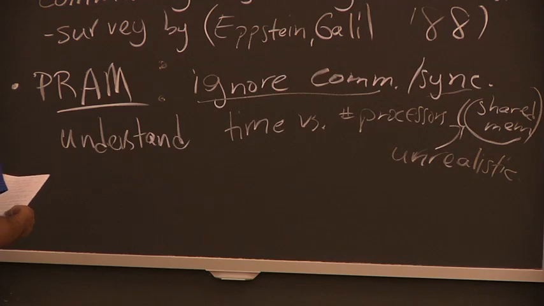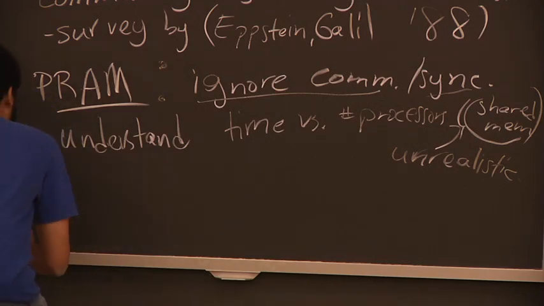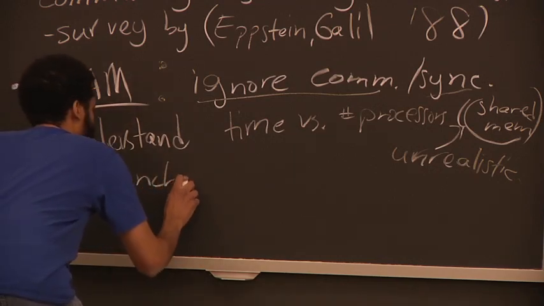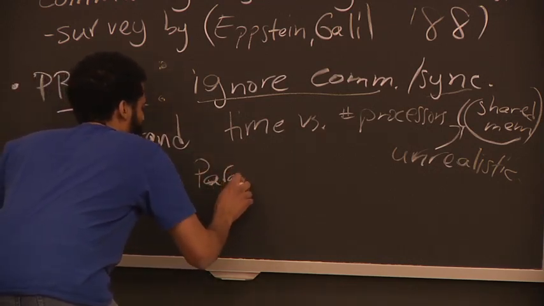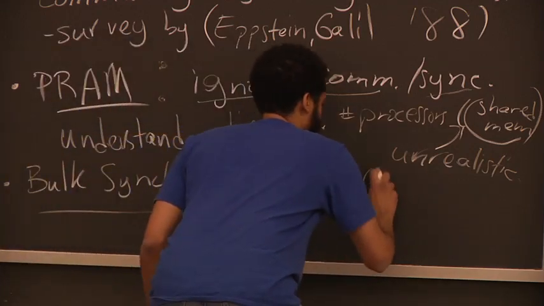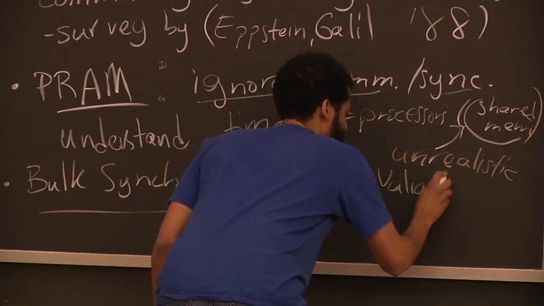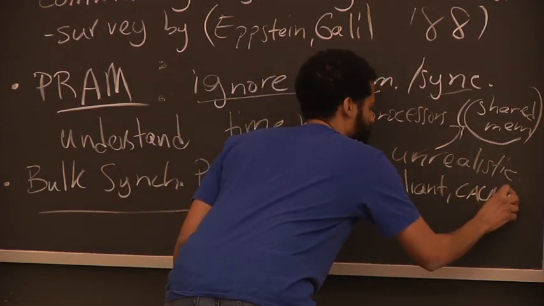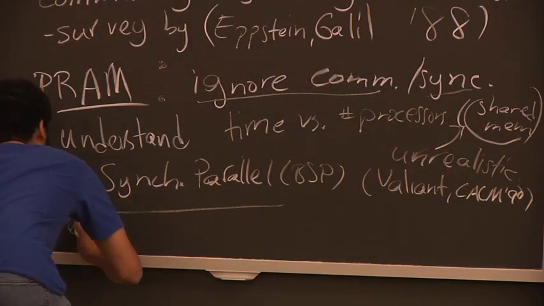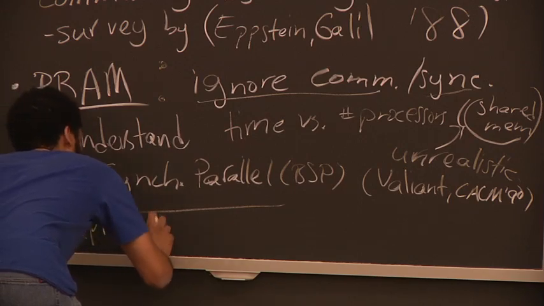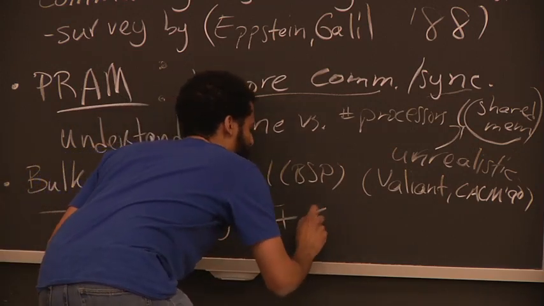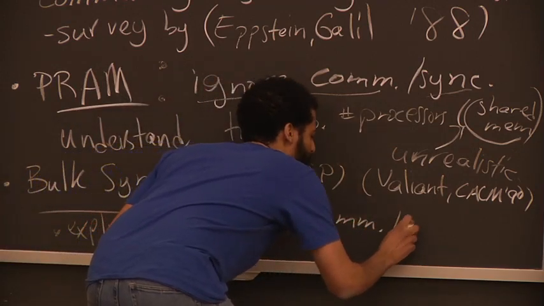After PRAM, there was the bulk synchronous parallel model. This is due to Valiant, right? Les Valiant here at Harvard. And in this model, you explicitly worry about the things that you should also be worrying about, like communication between machines and synchronization.